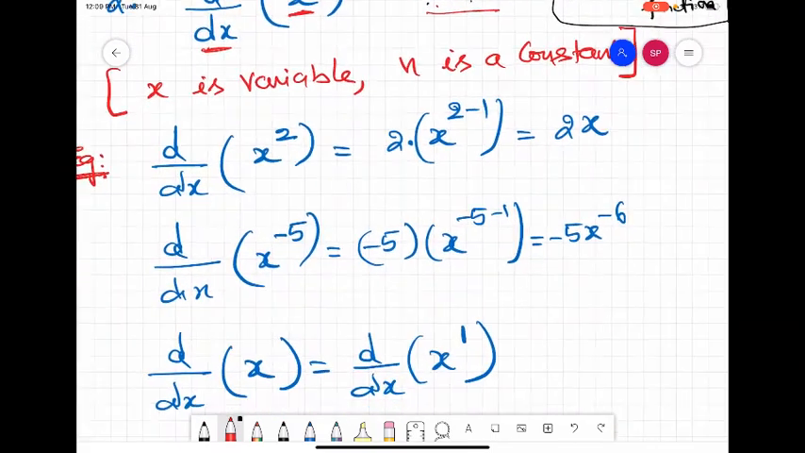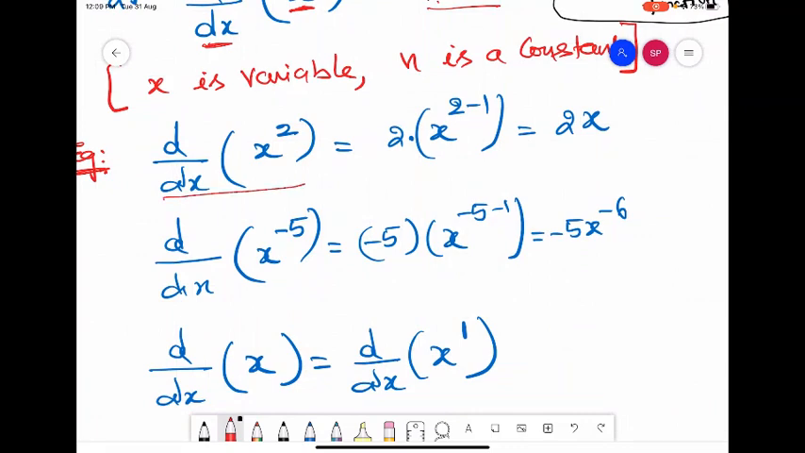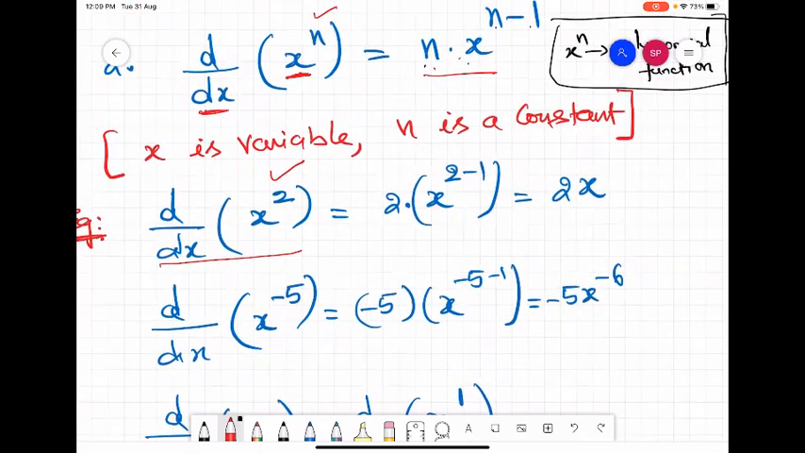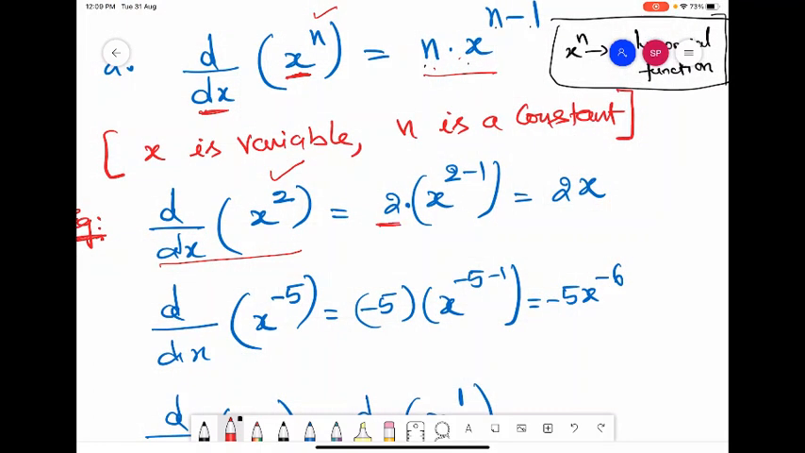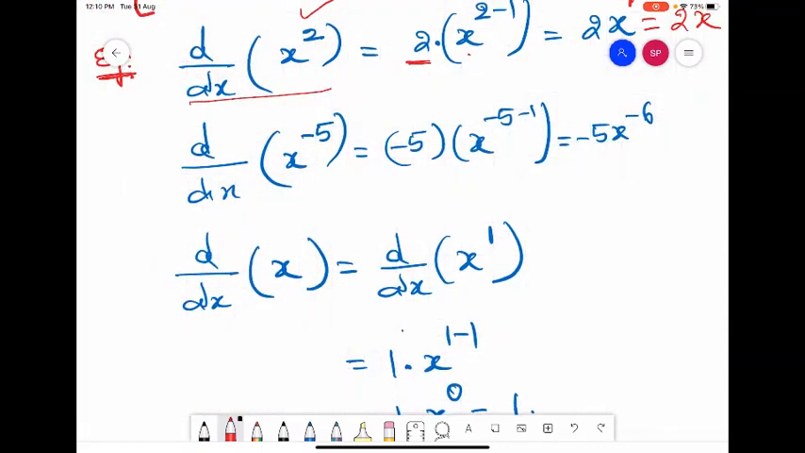Let us see by examples. What is d by dx of x square? Here n is equal to 2. According to the formula, n into x power n minus 1, so 2 into x to the power of 2 minus 1, which is 2 into x power 1, nothing but 2x. Next, d by dx of x power minus 5. Here n is minus 5, so it is minus 5 into x to the power of minus 5 minus 1, which is equal to minus 5 x to the power of minus 6.